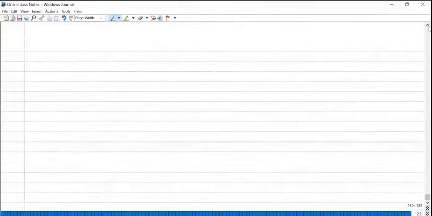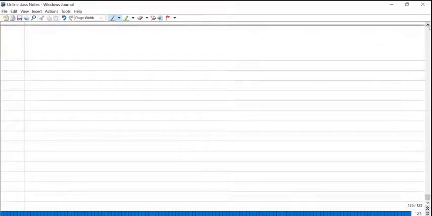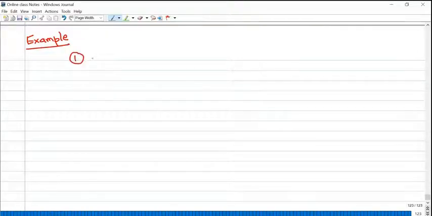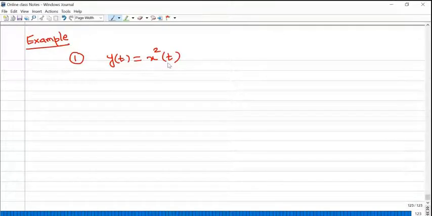We'll solve some problem. Example, identify whether the following systems are stable system or unstable system. Y of t equal to x square of t.